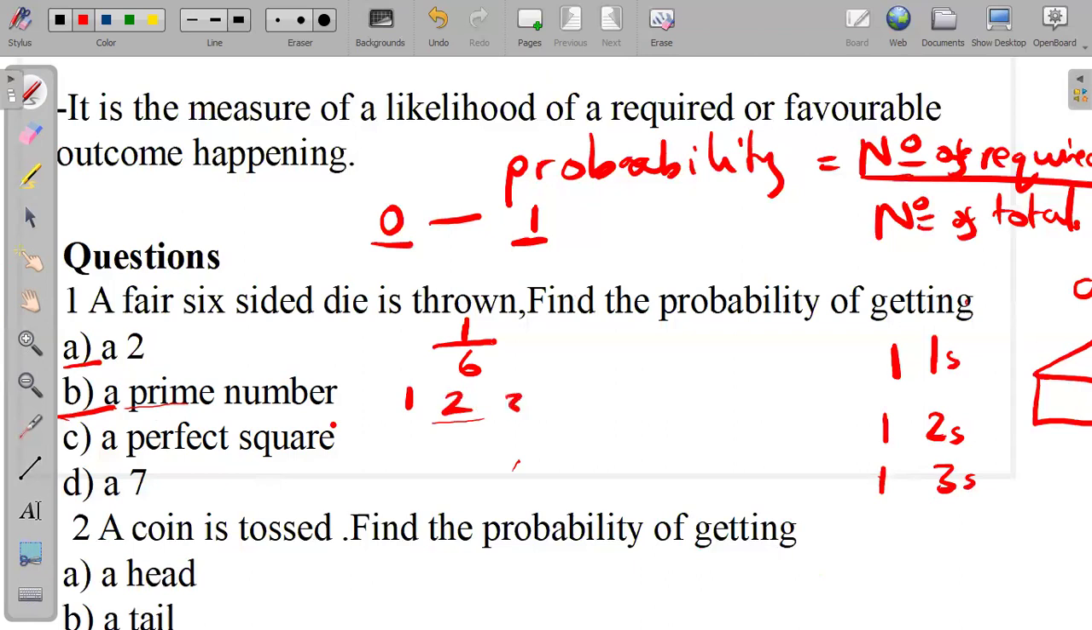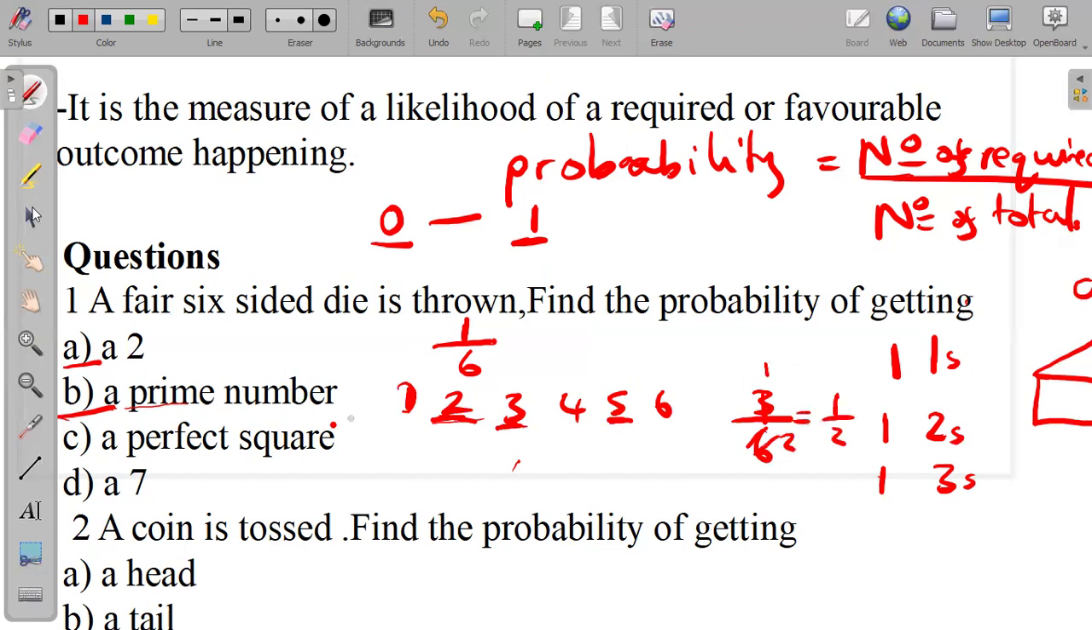So among the numbers, we have 1, 2, 3, 4, 5, 6. These are the outcomes of the die. The question is asking, what is the probability of getting a prime number? How many prime numbers do we have? Mind you, we said 1 is not a prime number, so we are starting at 2, 3, as well as 5. So how many do we have? We actually have 3 over 6. Reducing that to the lowest term, we end up having 1 over what? 1 over 2. So it's half.